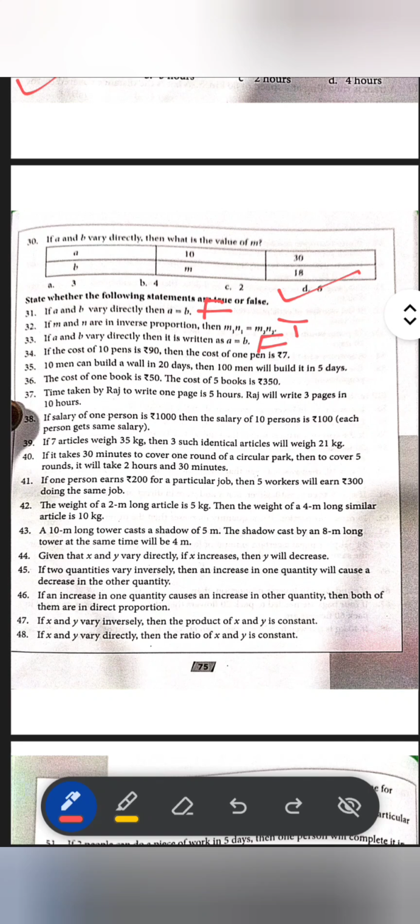If the cost of 10 pens is 90, the cost of 1 pen is 7. Anyone can do this. That is actually 9 rupees. So 90 by 10 is equal to 9 rupees. So this statement is false.